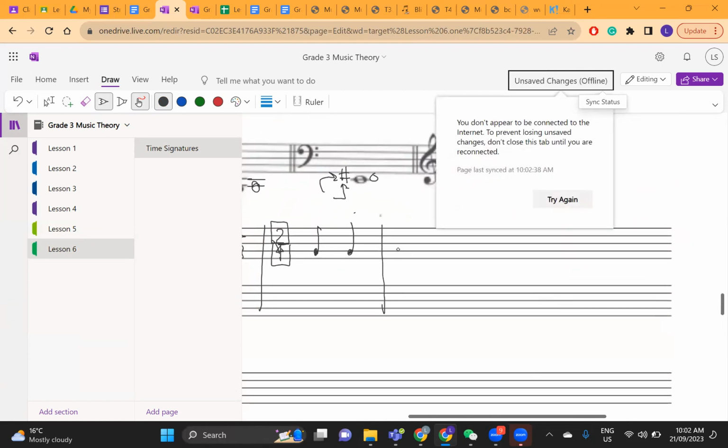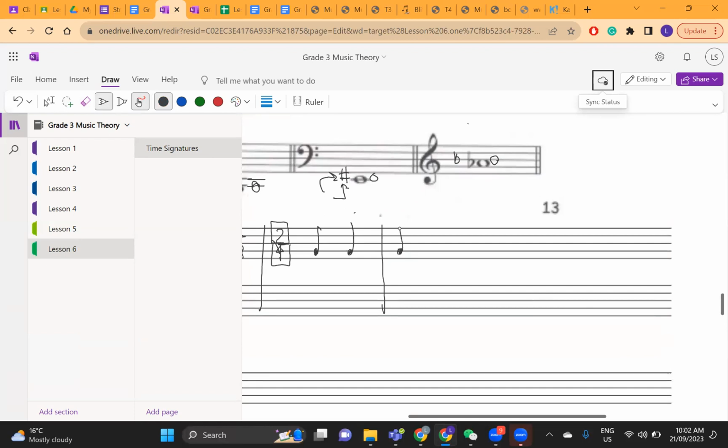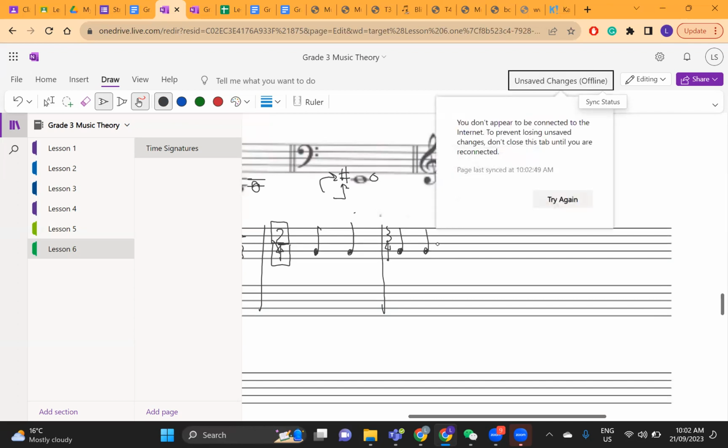In 3/4, there are 3 crotchet beats, and they are grouped in crotchets.